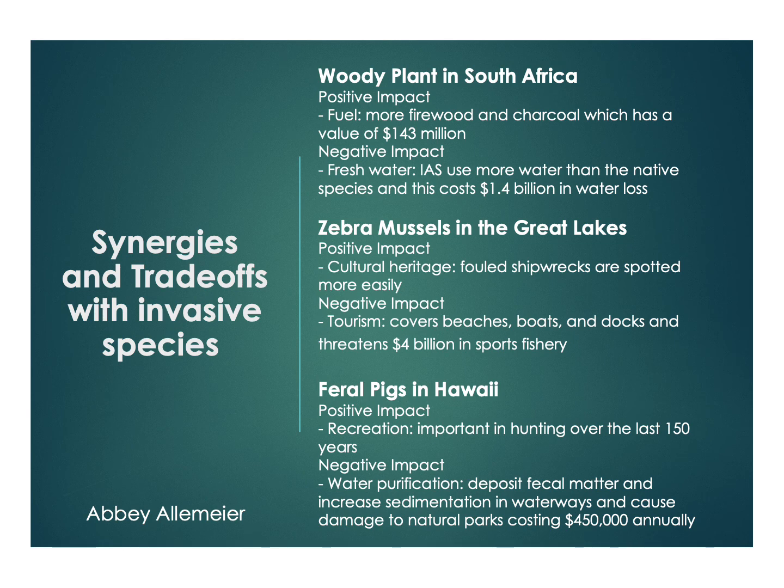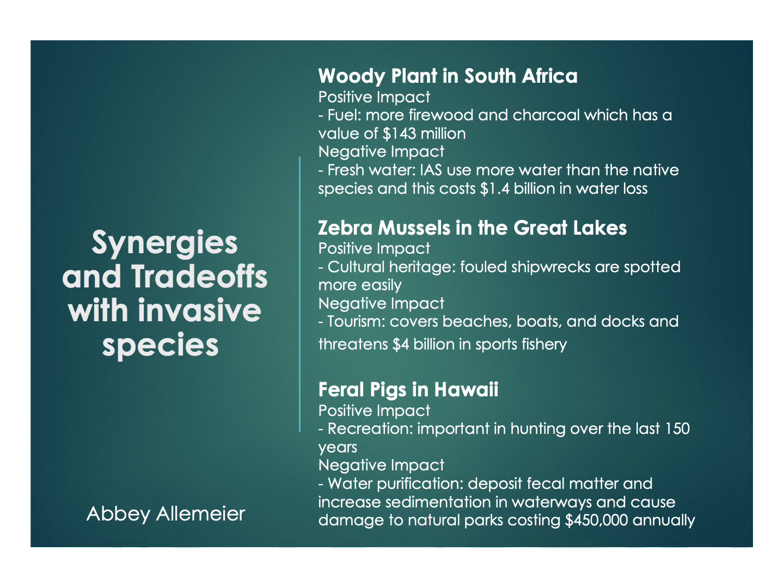Now I'm going to talk about the synergies and the trade-offs with invasive species. The first one is the woody plant in South Africa. The positive impact is on fuel. It creates more firewood and charcoal, which has a value of $143 million. And the negative impact is on fresh water: the invasive species use more water than the native species, and that costs about $1.4 billion in water loss.